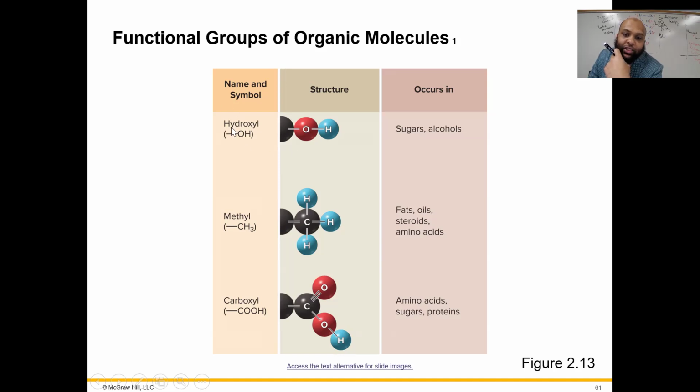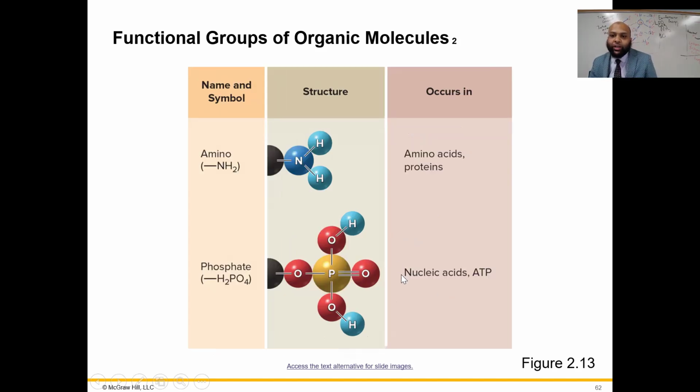The OH is the hydroxyl, and these are found in the sugars and the alcohols. Methyl is C with 3 H's, found in fats, oils, and steroids, and carboxyl is the carbonyl with an OH, found in the amino acids, sugars, and the proteins. Amino has nitrogen with 2 H's. Phosphate has the P. So you know that this is the phosphate group. Where do we find phosphate? In nucleic acids. That's very important to know, nucleic acids.